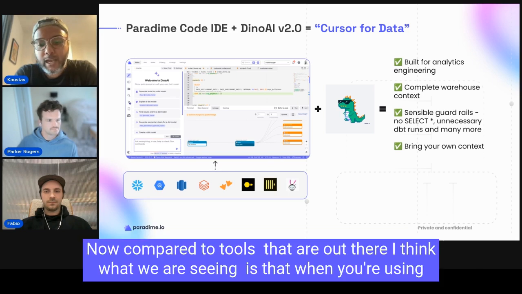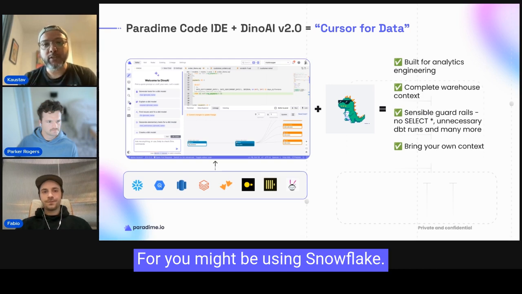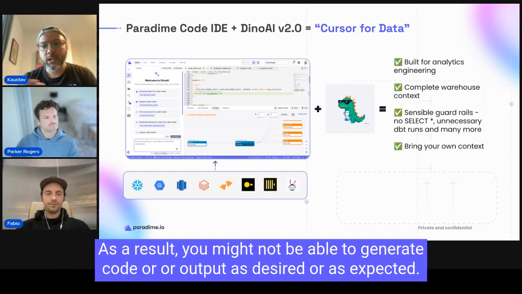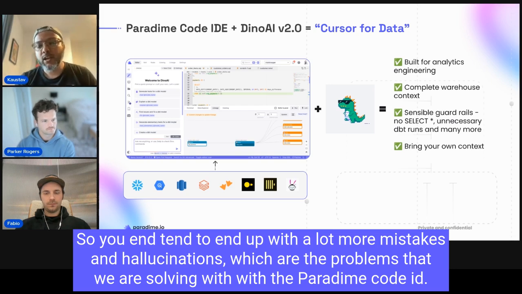Now, compared to tools that are out there, what we are seeing is that when you're using a software engineering code editor like Windsurf or Cursor, you tend to run the risk of generating code for, say, BigQuery when you might be using Snowflake. You run the risk of not having the full context available to your IDE. As a result, you might not be able to generate code or output as desired or as expected. So you tend to end up with a lot more mistakes and hallucinations, which are the problems that we are solving with the Paradigm Code IDE.